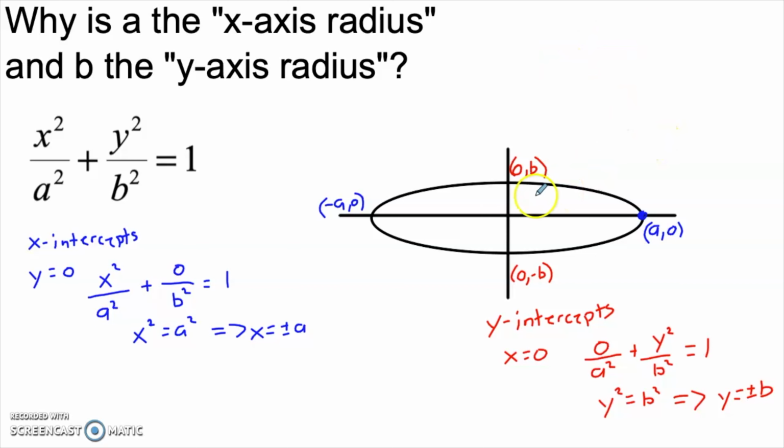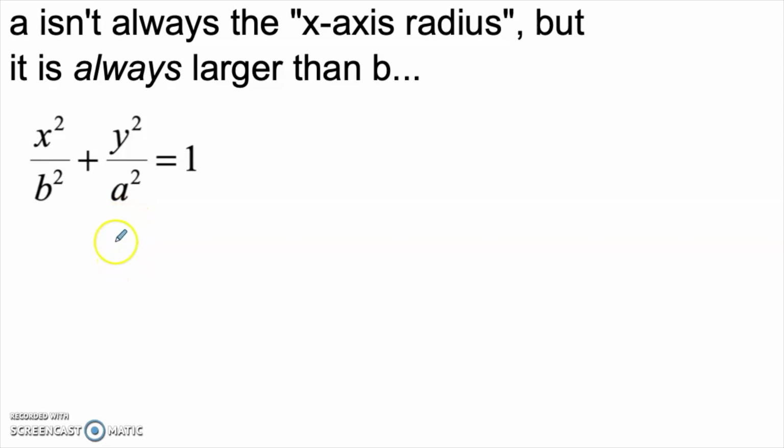If you look at this graph now, you'll see that from the center of the ellipse, it's a to the right and a to the left. That's what I meant when I said that it's the x direction radius. And if I go up and down in the y direction, it's a distance of b. So b is the y-axis radius. Now, it's not always true that a is the x-axis radius. What's always true is that a is larger than b. The reason we do that will become apparent in just a few minutes.